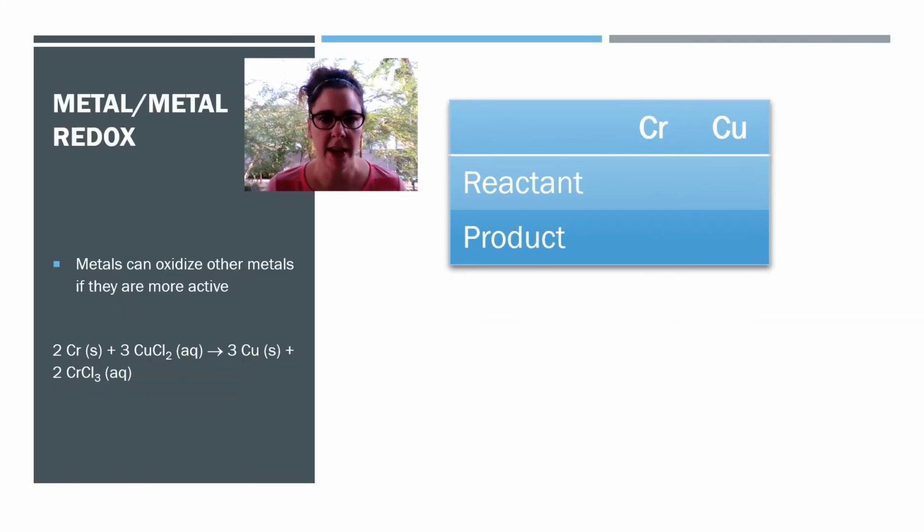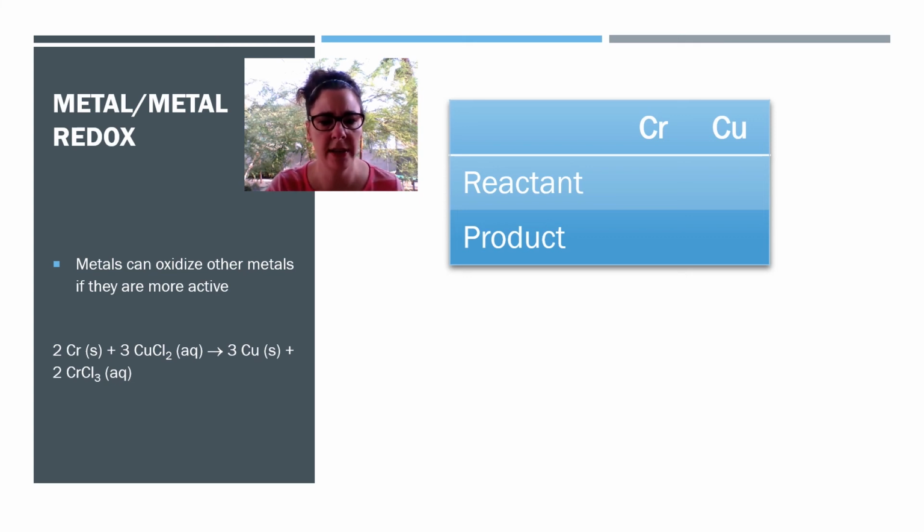In the lab today, we're going to see a lot of metal-metal redox. Our example below is a metal and non-metal, but you're going to see a lot of metal-metal redox reactions. But the process is exactly the same. We just need to track our oxidation numbers. So we have chromium solid, like a solid piece of chromium metal that we're putting into a copper chloride solution. And the result of this is we're going to form 3 moles of copper solid, like the metal, and 2 moles of chromium chloride in solution.